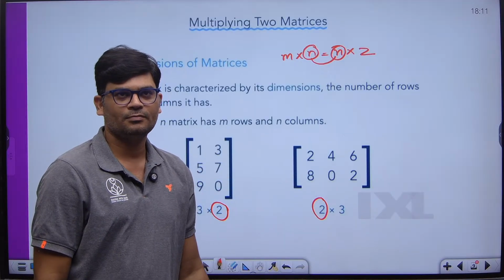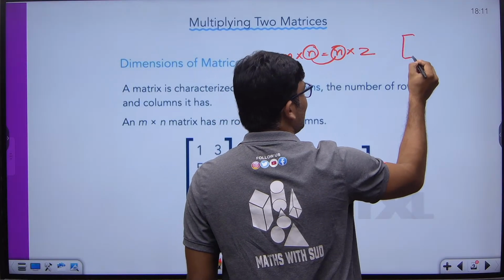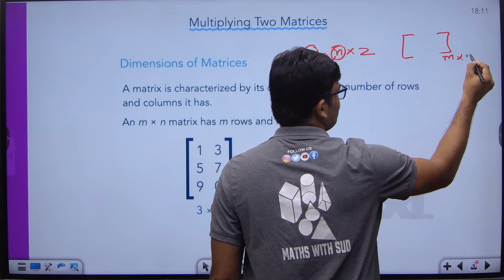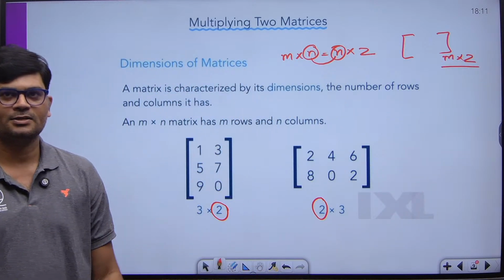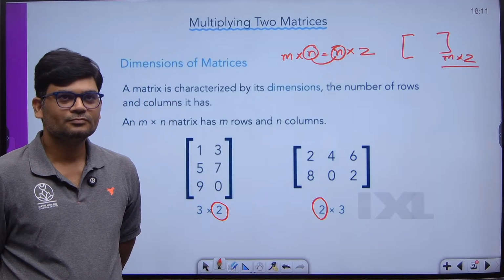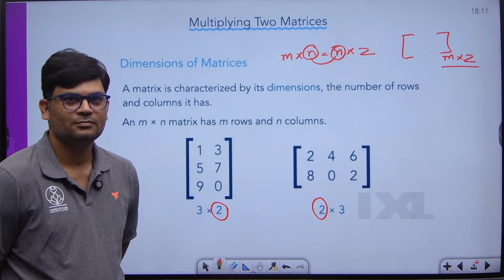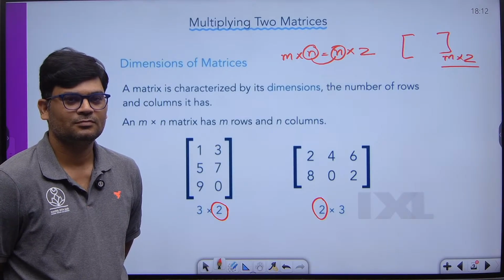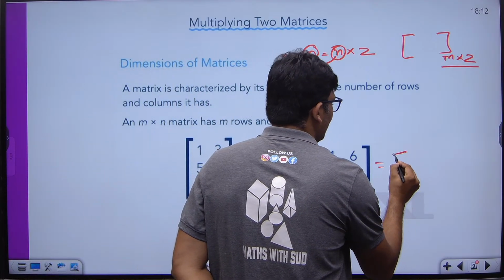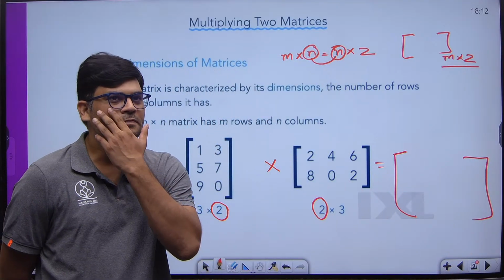You can't multiply them. Okay? And what will be the result? If somebody asks you the order of the resultant matrix, take the first part from here and the second part from here. So it will be an m by z matrix. So what will be the resultant for this? Tell me. In this case, m and z, so that will be 3 times 3, a 3 by 3 matrix. So if I multiply this, the resultant I am going to get is a 3 by 3 matrix. Okay, let us find all the values.